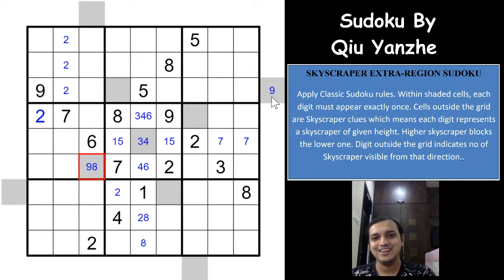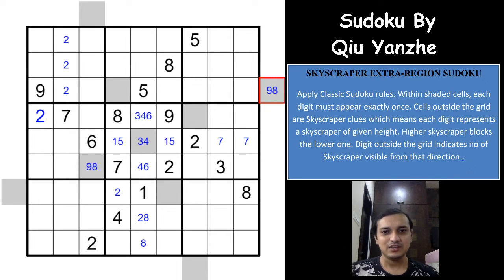Great! What an incredible start of this Sudoku, guys. So a 9 and 8 pair has been formed in an extra region Sudoku. What an excellent way to start the Sudoku, I would say. What a break-in. So I think that should help us some way or the other, right? Of course that will help us, guys. That will surely help us. What an incredible, amazing Sudoku.